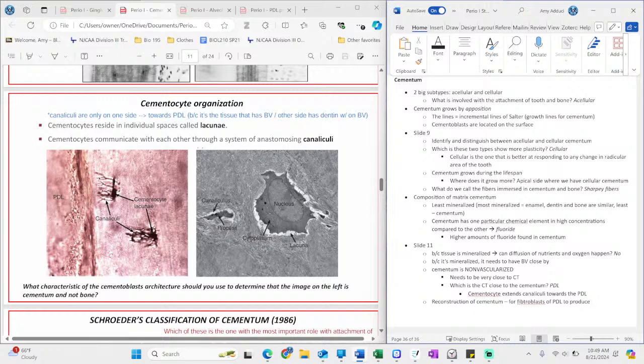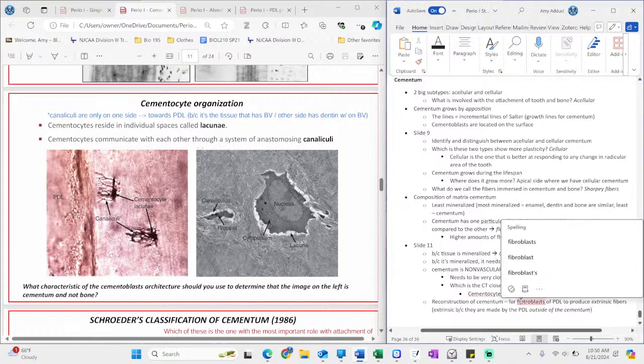We have intrinsic fibers and extrinsic fibers. Which type of fiber is critical for attachment? Extrinsic, and we call them extrinsic because they are made by fibroblasts from the PDL, from outside of the cementum. The intrinsic ones are the ones made by the cementoblast, but they are not involved in the attachment. Okay?